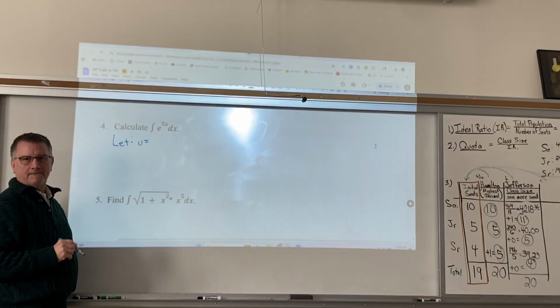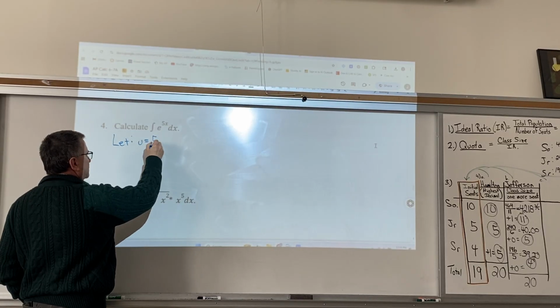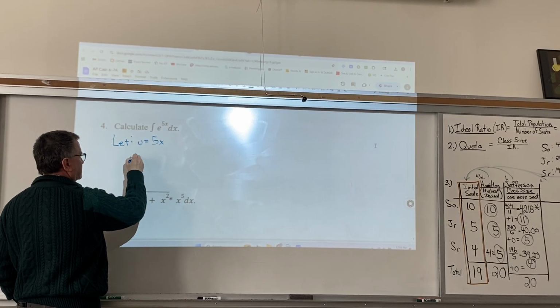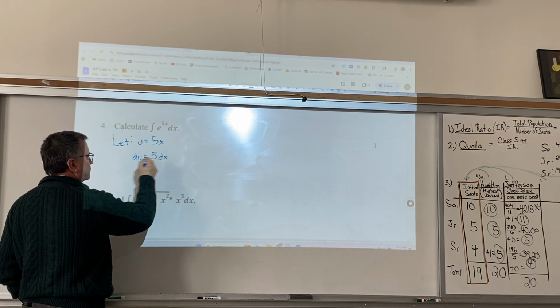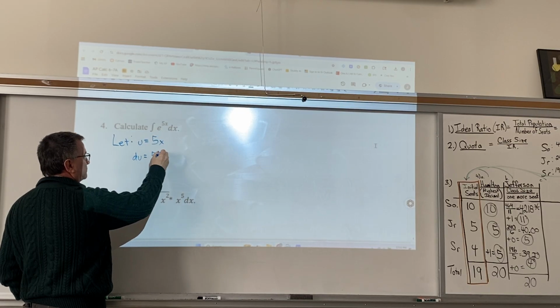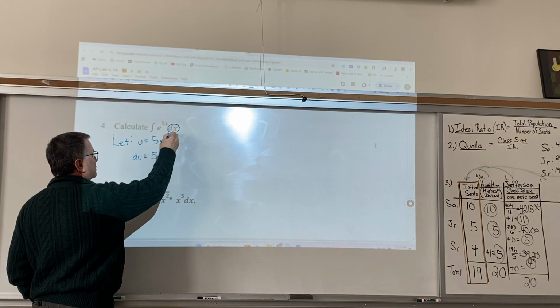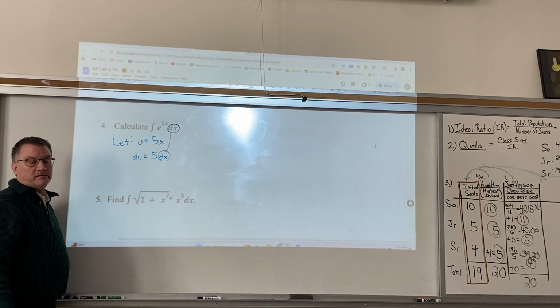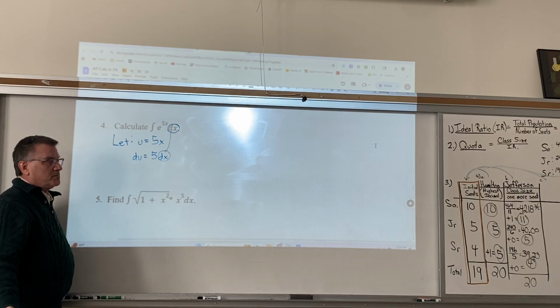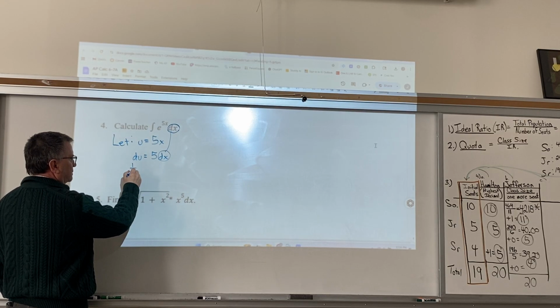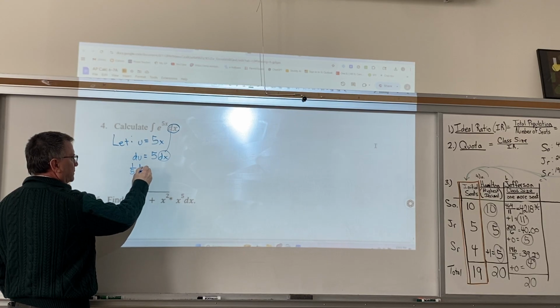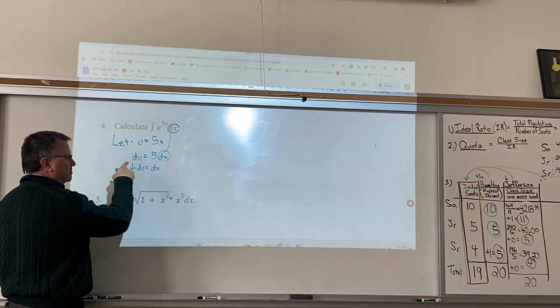Equal what? 5x. And then if I take the derivative of this, I get du. If I take the derivative of this, I get 5 dx. Well, I see dx up here, but I don't see a 5 with it. So it'd be a perfect substitution if I could just move the 5 over here. du over 5 equals dx. Oh, that would be perfect.